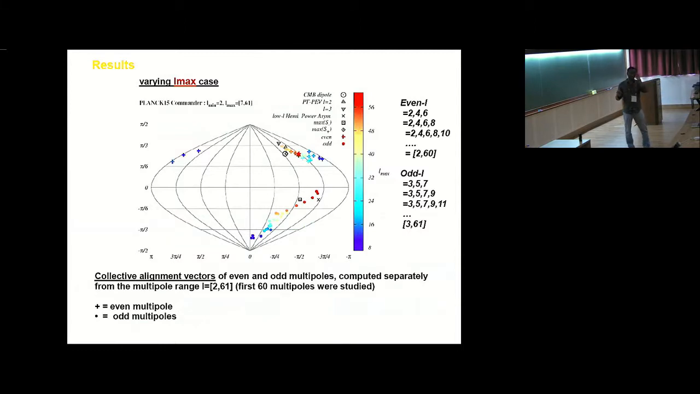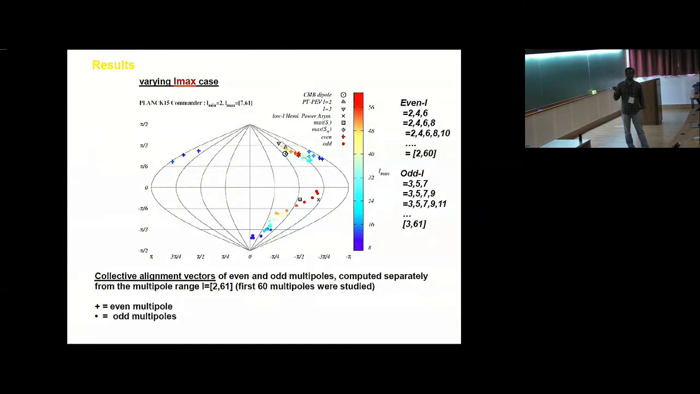What we did here is that we chose the multipole range L equal to 2 to 61. So we are analyzing the first 60 multipoles and trying to see cumulatively how much alignment there is among the even multipoles and odd multipoles separately. The pluses represent the even multipoles, and the dots correspond to the odd multipoles. The even multipoles are studied in a cumulative fashion, and likewise the odd multipoles. So the lowest bin is 2, 4, 6, and then 3, 5, 7. This dot here corresponds to the alignment vector for the 3, 5, and 7 multipoles, and likewise here.